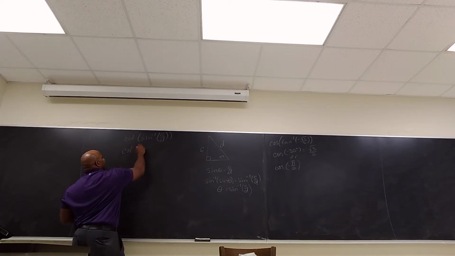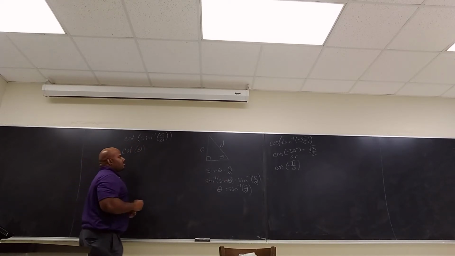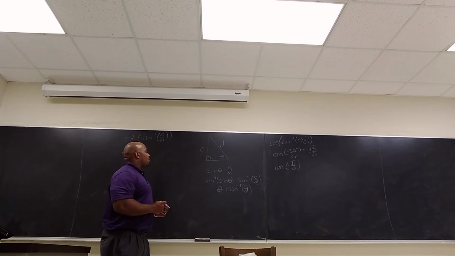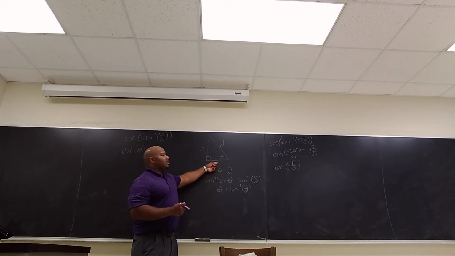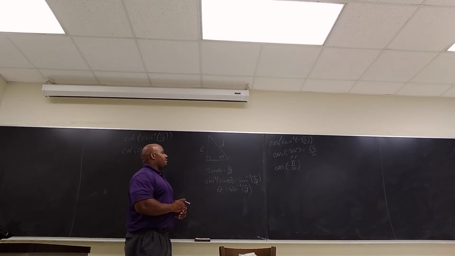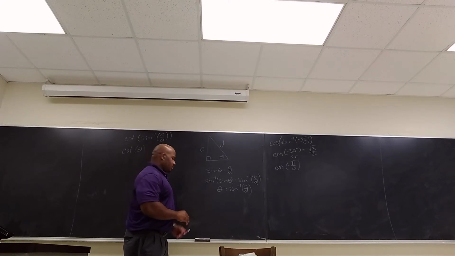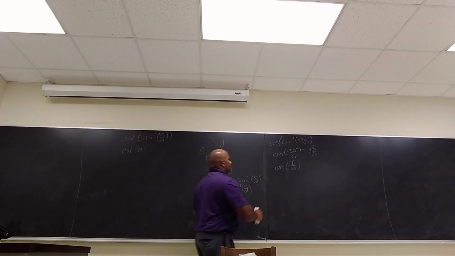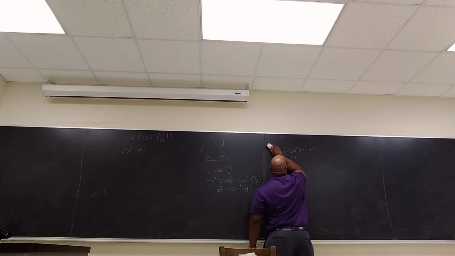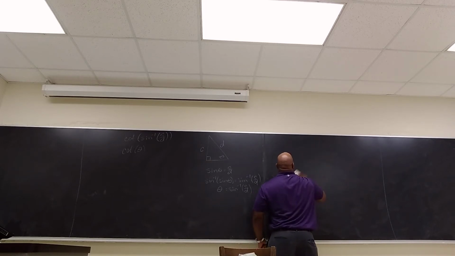So now I have cotan of whatever theta is. Now the problem is, I have no idea what this is. How am I going to find that? Do you do a squared plus b squared? C squared? So she said it right. We're going to use the Pythagorean theorem.